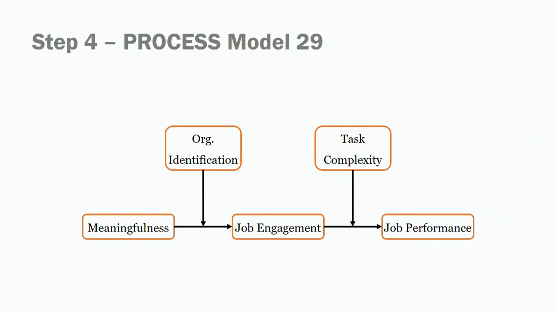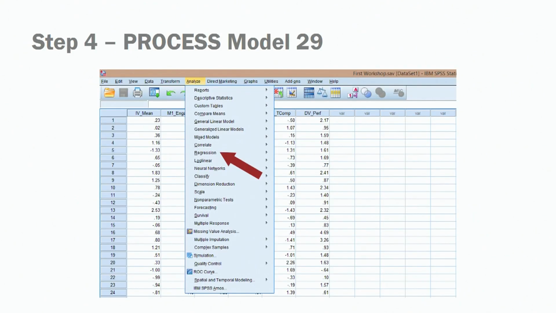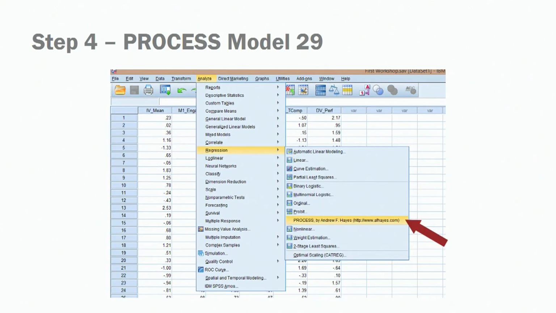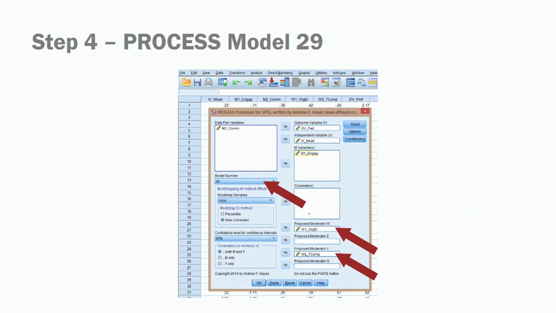Finally, we are conducting our model and the testing for these dual-stage moderated mediation models. We needed to select model 29. Remember, selecting the right model is extremely important when you are running process macro. So go to process, and now you have to select model 29.